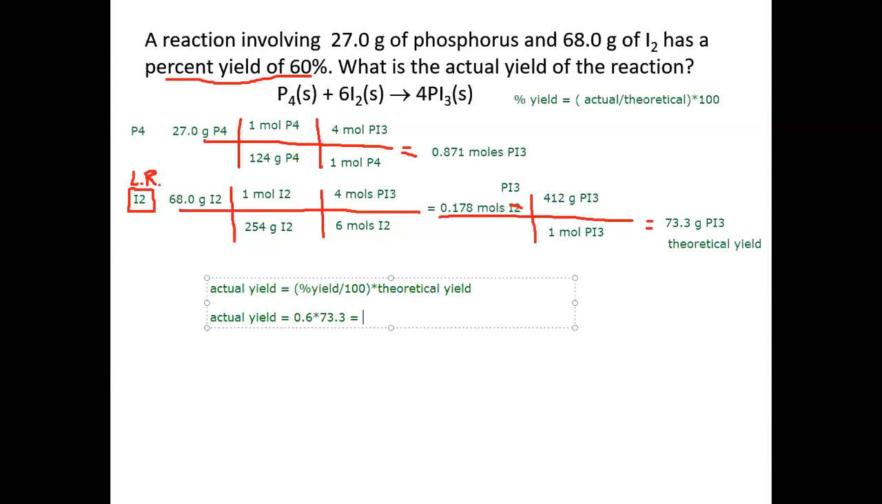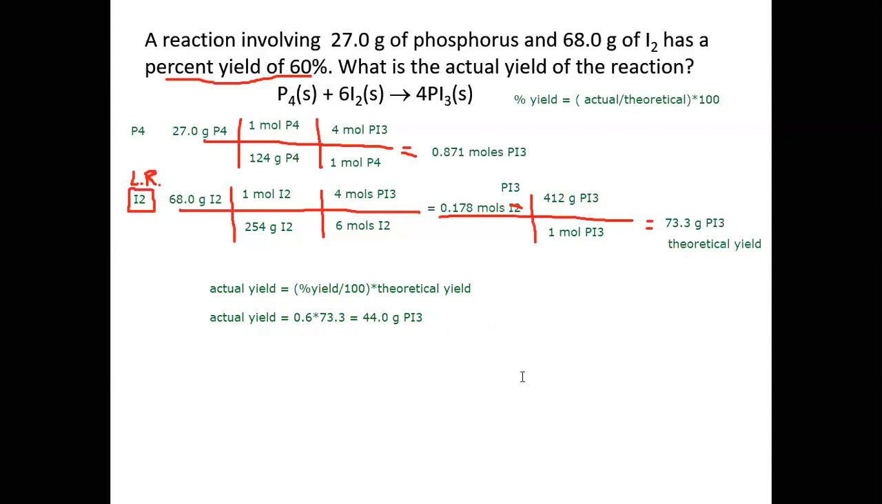And we get 44 grams, or I should say 44.0 grams of PI3. So that's what the actual yield would be if you do this experiment. It's supposed to be a 60% yield reaction. If you were to start with these amounts of reactants, you would produce an actual yield of 44 grams.